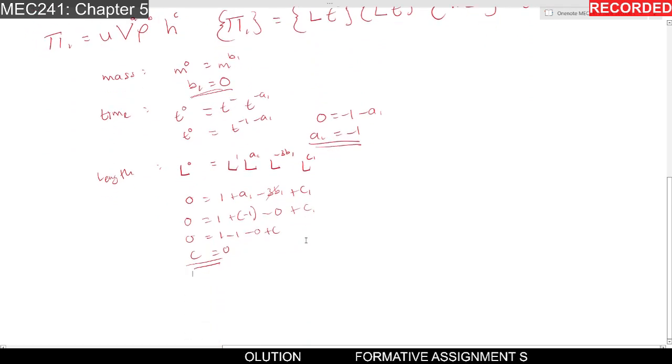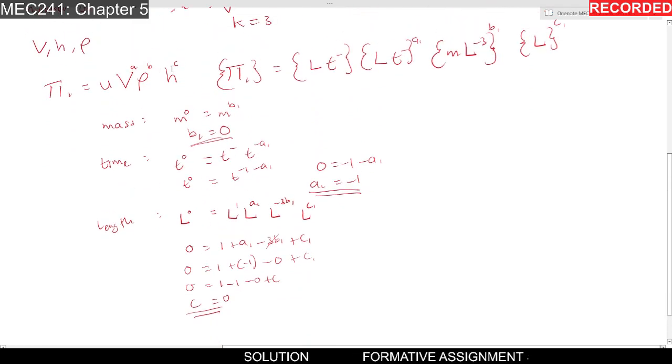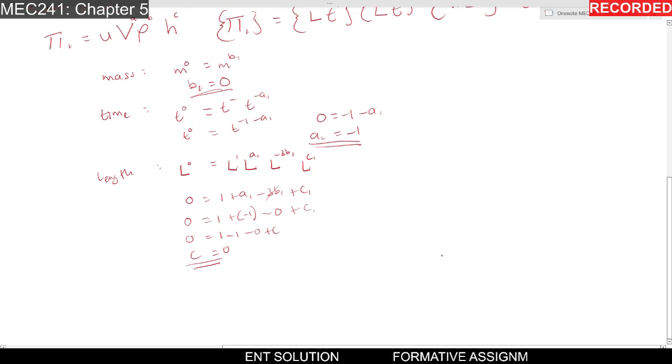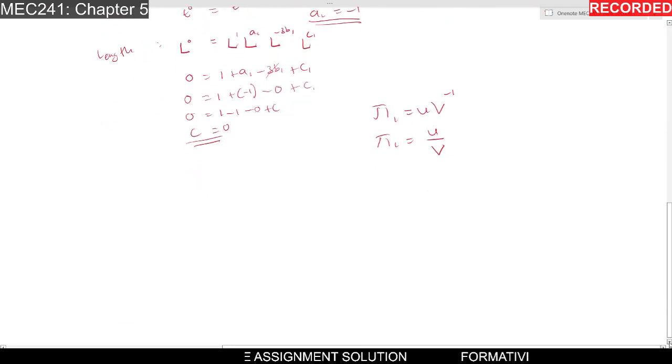Okay, so now we substitute into this, so you will get h is equal to 0, so we eliminate the h, and then b also 0, so we eliminate also the density there. So the relationship right now will be pi1 equal to u v to the power of minus 1. You substitute into this, so you will get that. If we rearrange that, we will get u over v. That is our dependent pi.